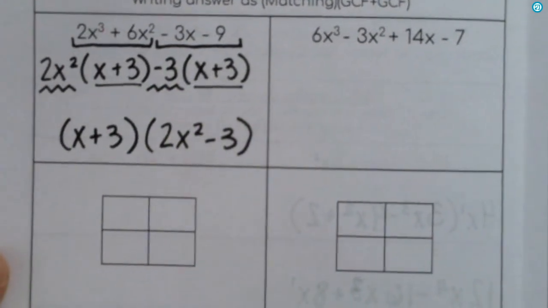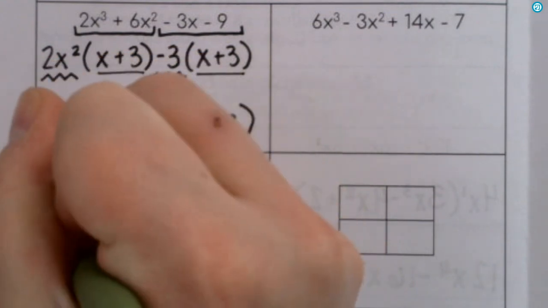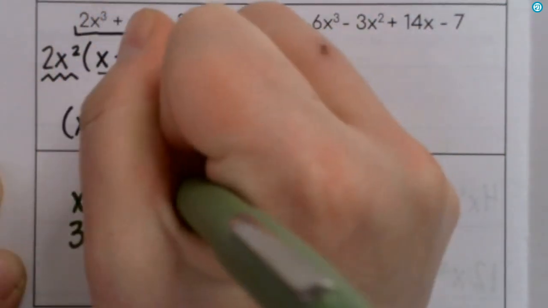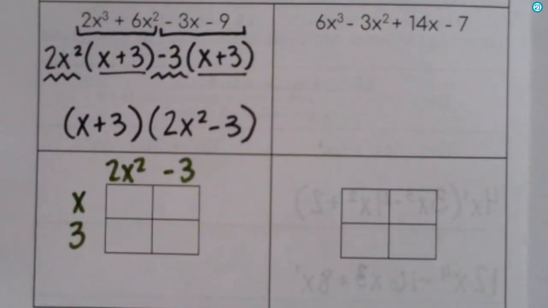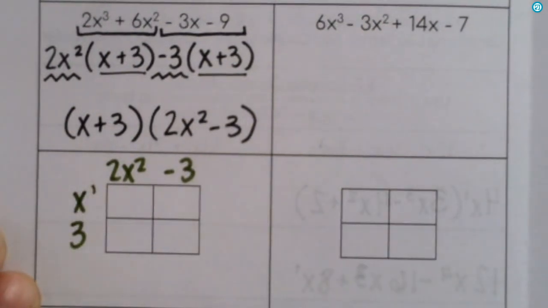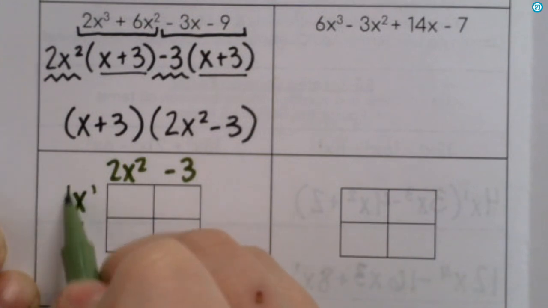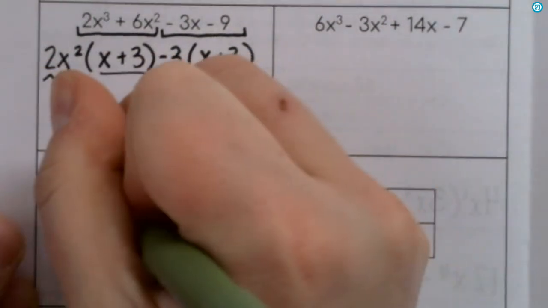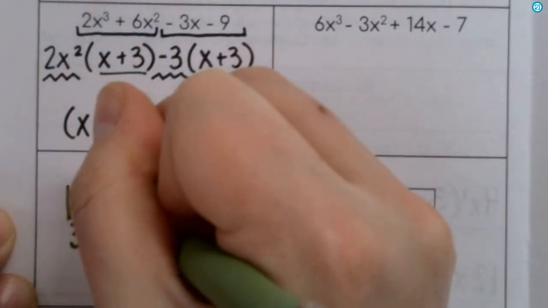All right, once we get it factored, we can also multiply it to check it. So to check it, I would put x and 3 here. I would put 2x squared and negative 3 here. And then I can multiply. I can also put an imaginary 1 right here. 2x squared times x to the first. I can also put an imaginary 1 right there. 2 times 1 is 2. Add my exponents. 1 plus 2 is 3. So I've got 2x cubed.